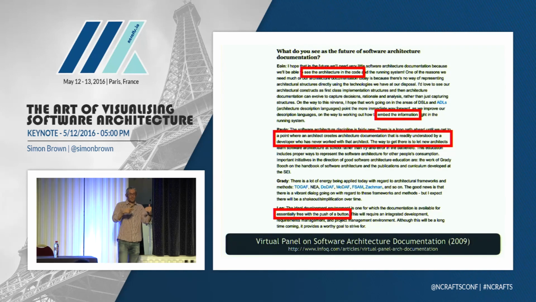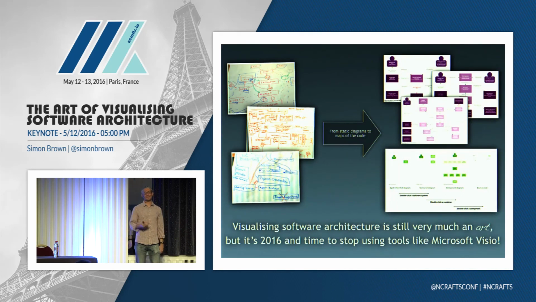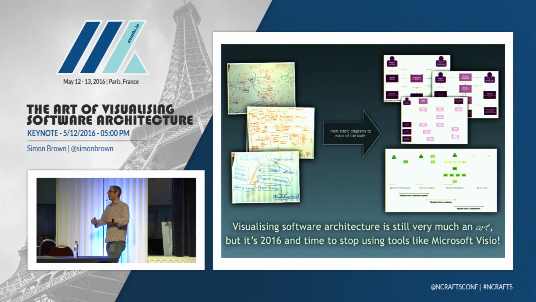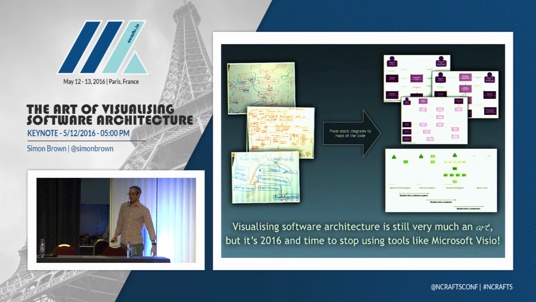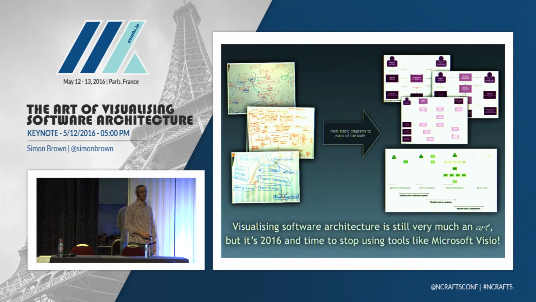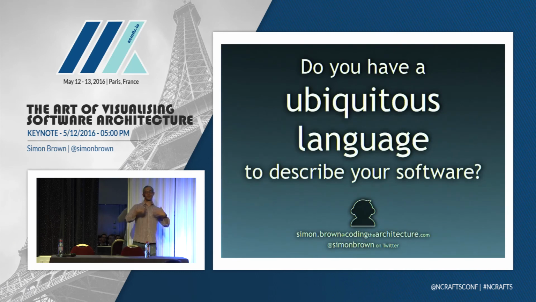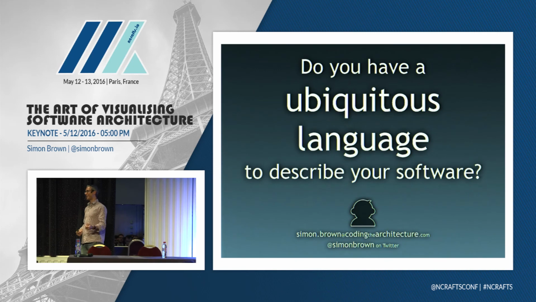And I hope some of what I've spoken about this evening is a way to get us some of the way there. Because it's 2016 and we should stop using Microsoft Visio for drawing pictures. It's just nuts. So this whole thing is very much still an art. There are no right ways, no wrong ways to visualize software architecture, to describe software architecture. But the one thing I would urge you to do, and this is my closing comment, make sure that within your team boundaries, you have a ubiquitous language to describe your software.